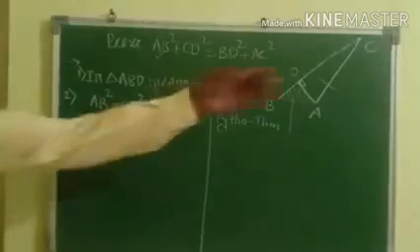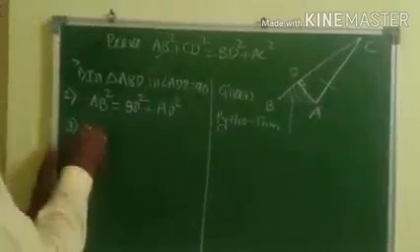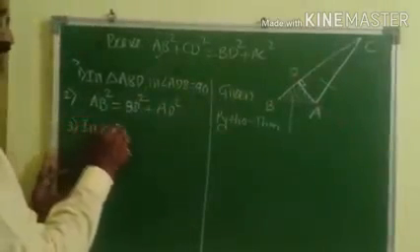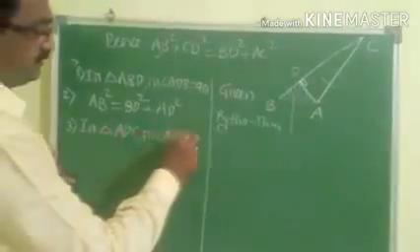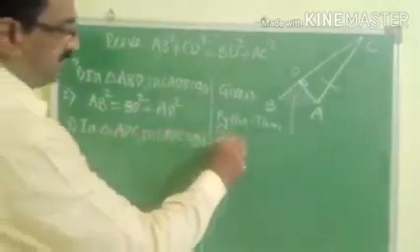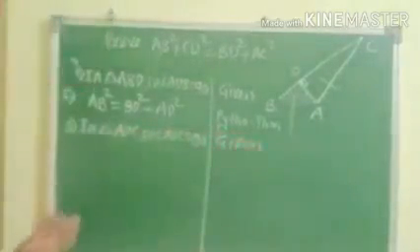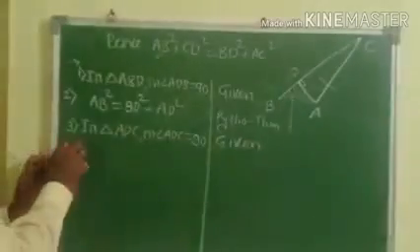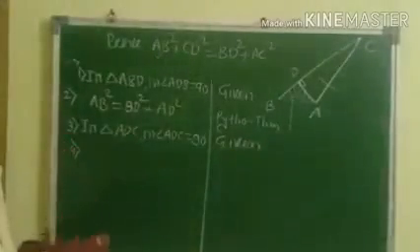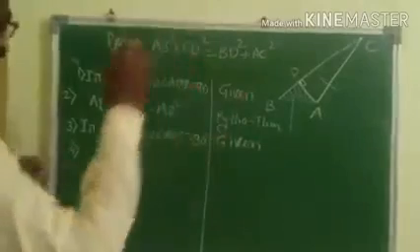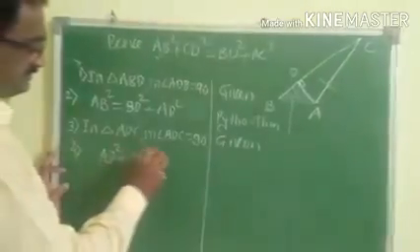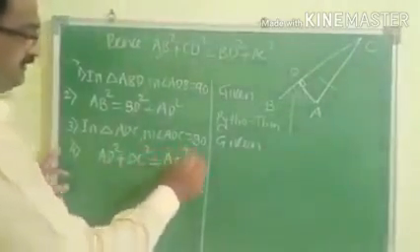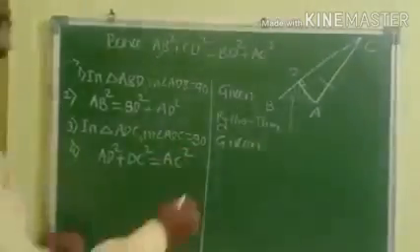Now apply the Pythagoras theorem in another triangle. In triangle ADC, measure of angle ADC is equal to 90 degrees, given. Apply the Pythagoras theorem. How can we write that? We can write this in this manner: AD square plus DC square is equal to AC square. Pythagoras theorem.